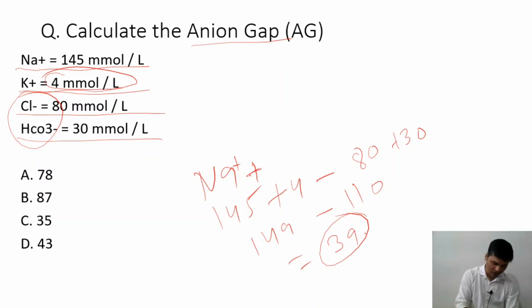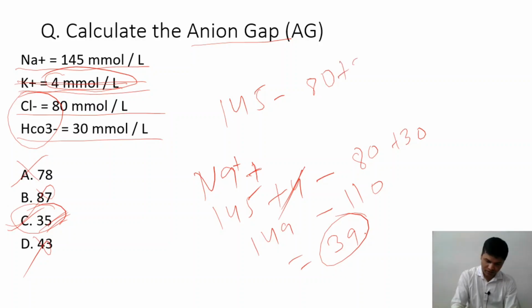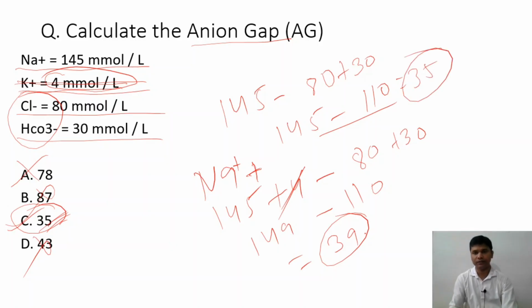Here the options are 78, 87, 35, and 43. So 39 is not there. So I think potassium was not meant to be included. If potassium is there then you can show 39. If potassium is not there, you can remove potassium. Your answer will be 35, because directly 145 minus 80 plus 30, so 145 minus 110, 35 will be your answer.